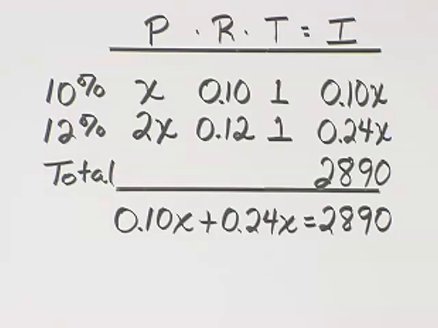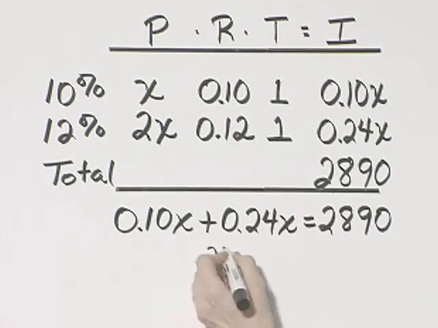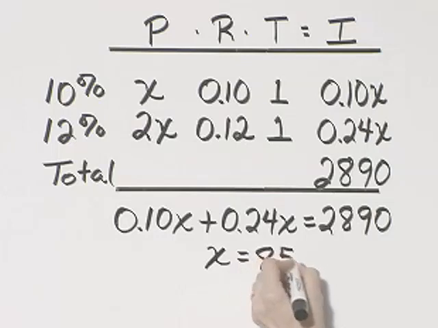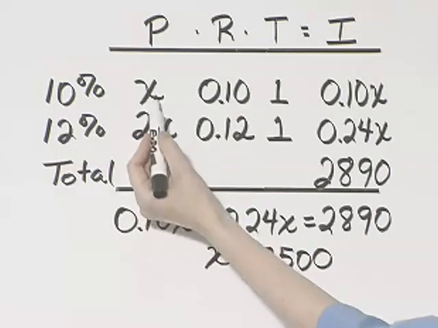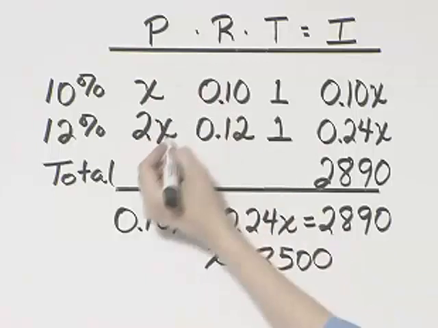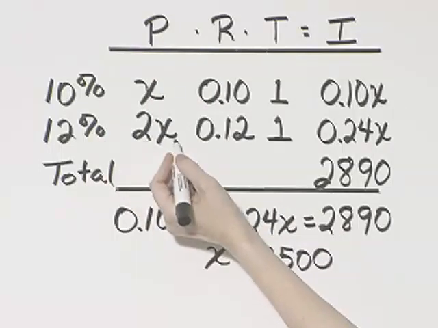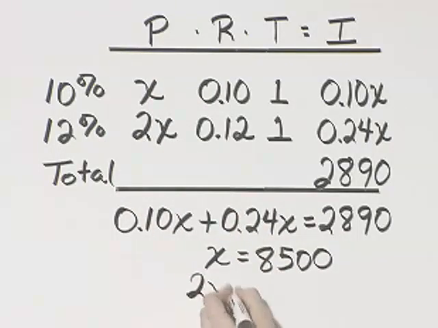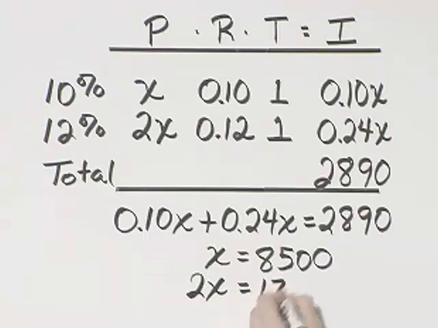If you solve that equation for x, you will have that x is equal to 8,500. Now notice from your table, that will be the principal or the amount invested at 10%. If you want to find the amount invested at 12%, you would double x, or 2x, and that would equal $17,000. Amount at 10%, amount at 12%.